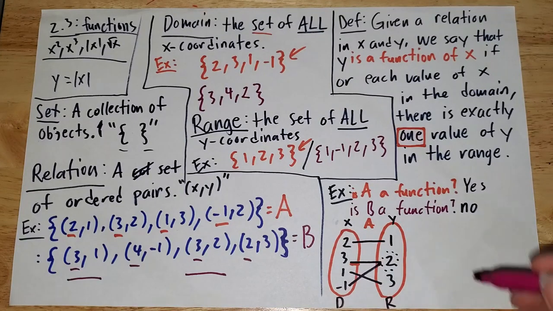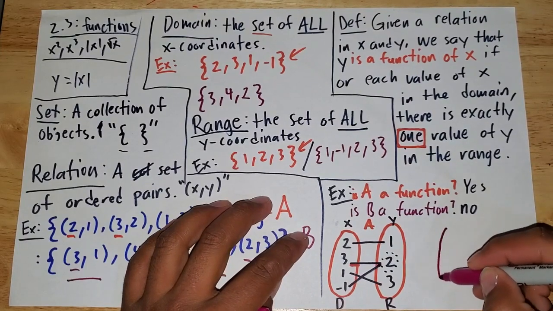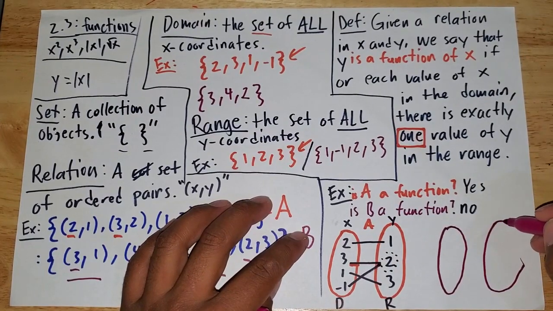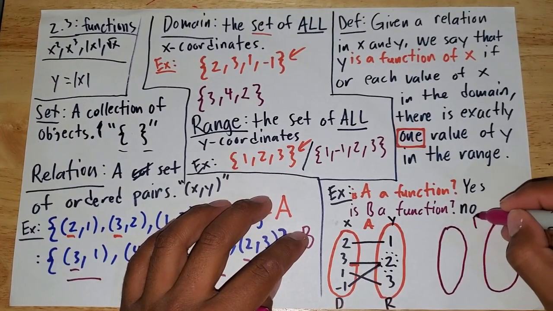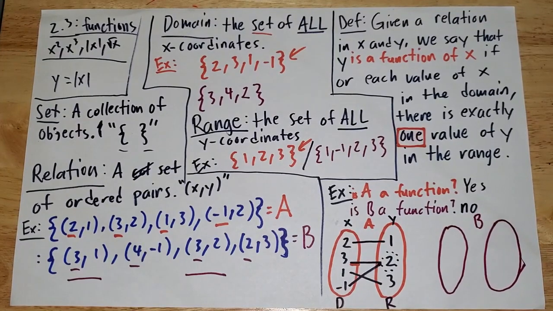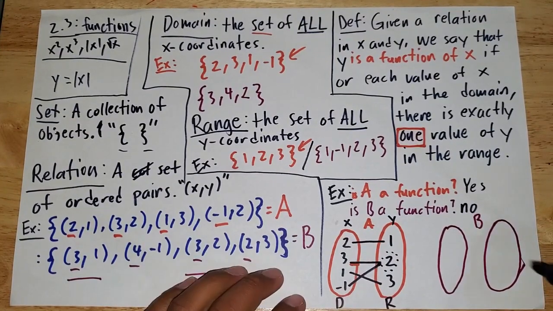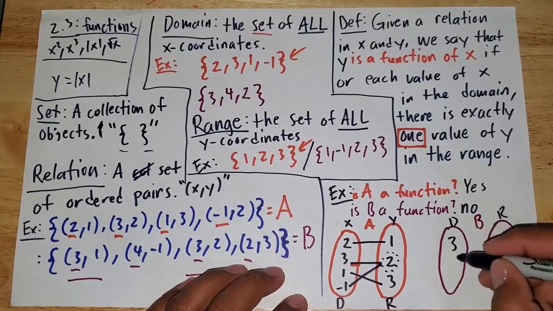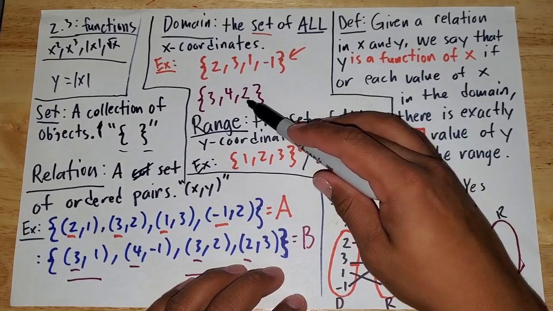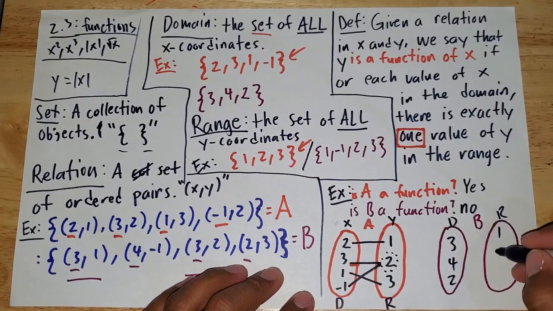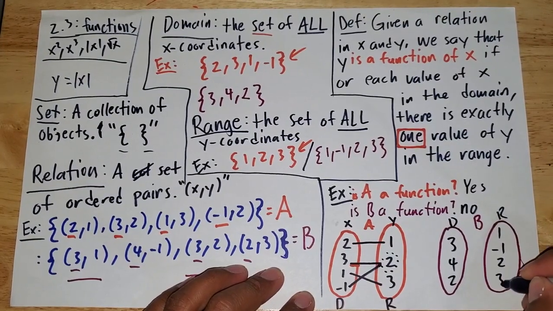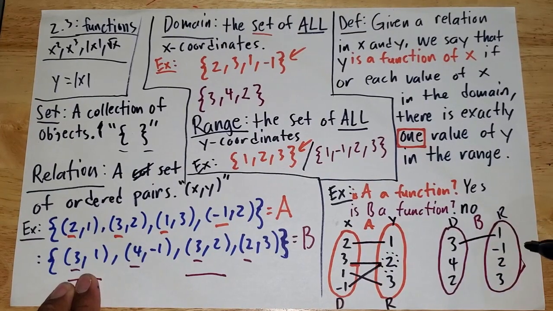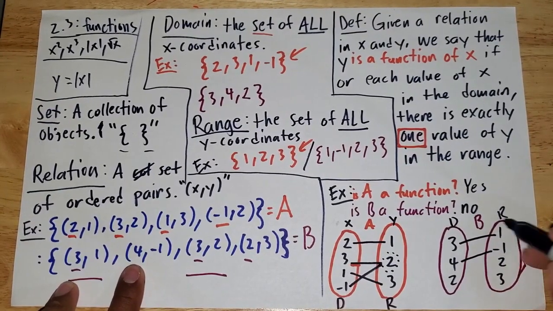Whereas for B, let's draw that one. So for B, let's draw our domain and range here using a mapping. Our domain was 3, 4, and 2. Again, I'm just looking here. And our range was 1, -1, 2, and 3. Now I have to look back at my relation. 3 goes to 1. 4 goes to -1.